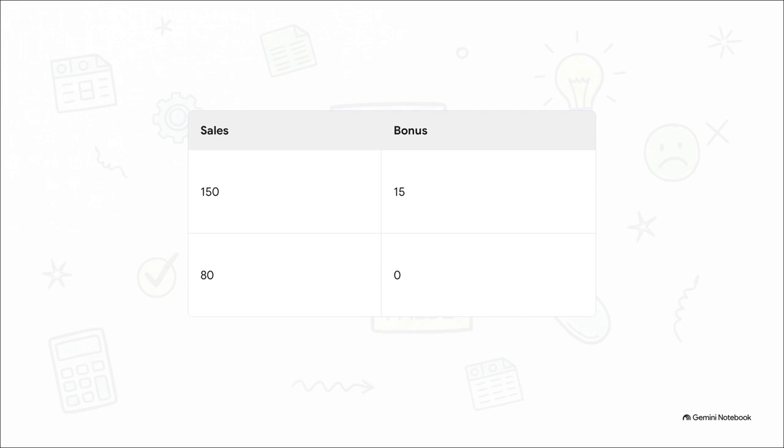But the second person hit 80. Since that is below our 100 threshold, the formula just skips the math entirely and returns a 0.